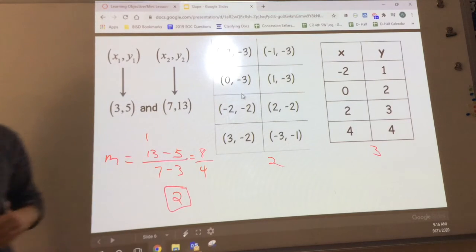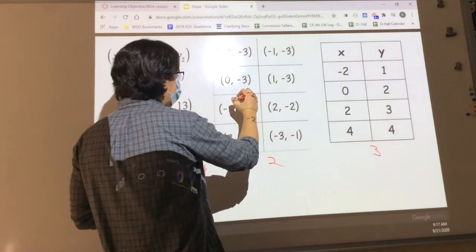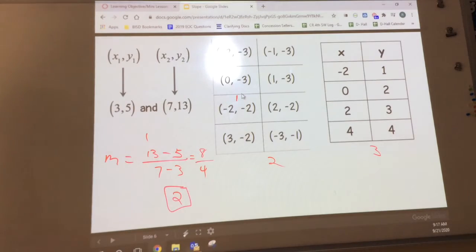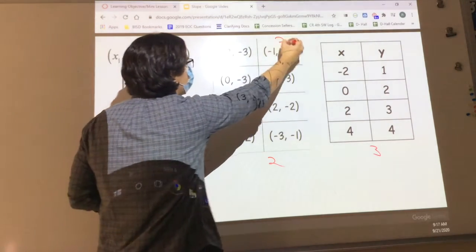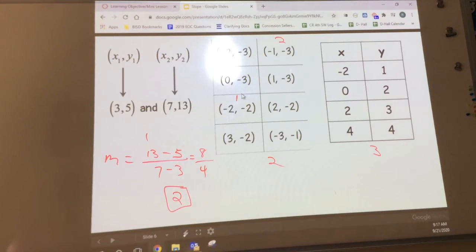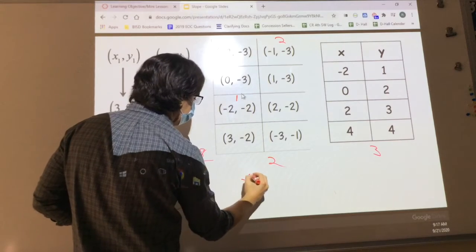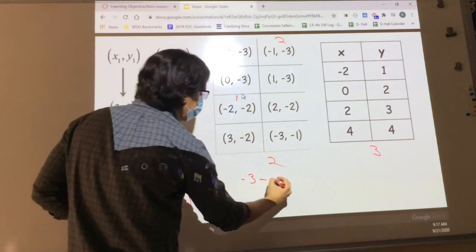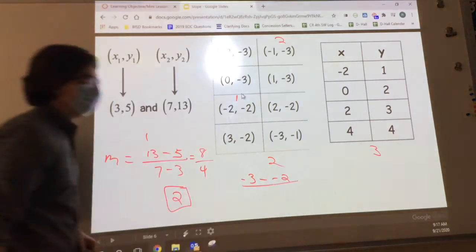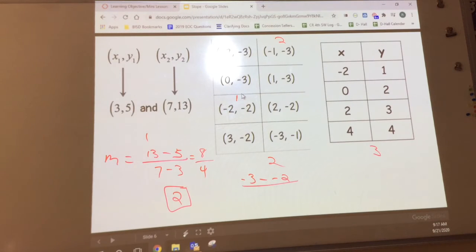Addison, pick an ordered pair. 2, -2. Okay, so Addison's chosen this for our ones. Ben, pick a second one. -1, -3. We're okay with that? That's good there. Okay, so let's set this up. We're going to have y2, -3, minus y1, which is -2. Now, ladies and gentlemen, I have minus and negative. Does anybody remember what we do when we have a minus negative, JT? It becomes a plus sign.